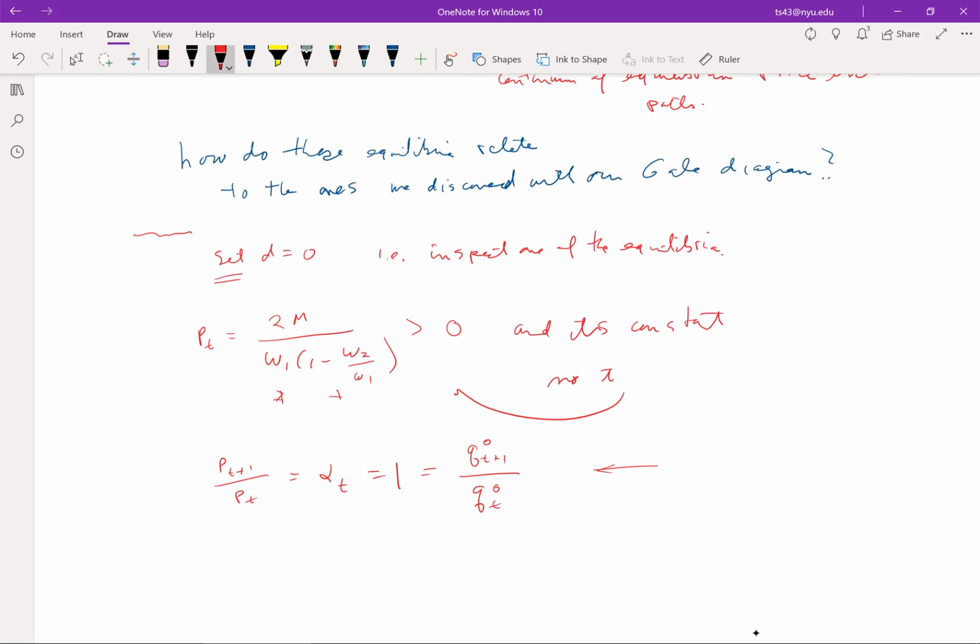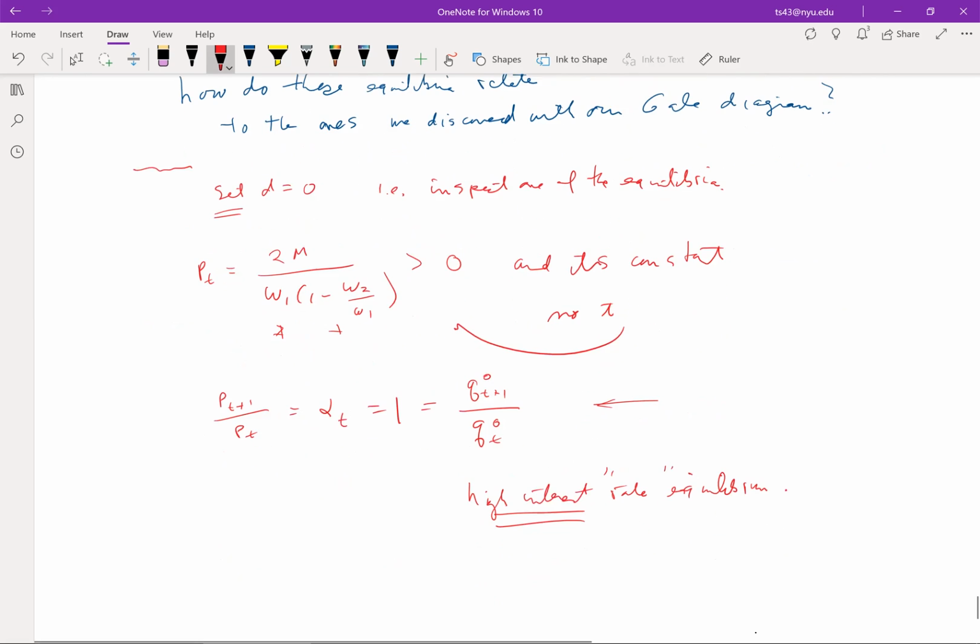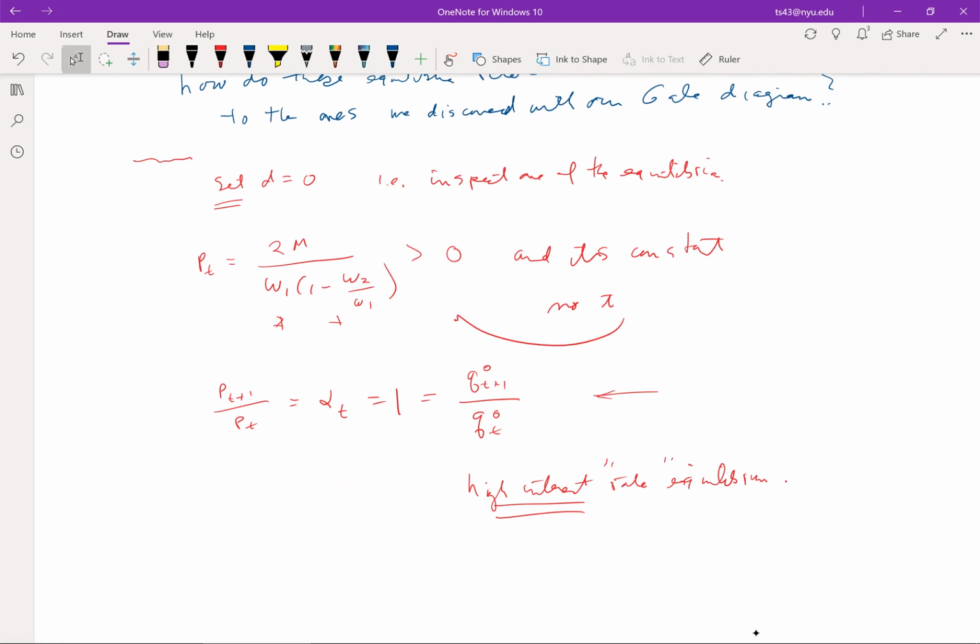And if you notice, that was the high interest rate equilibrium. What was the high interest rate equilibrium? What we called it: the rate of return on currency was 1. There was no inflation and there was no deflation.